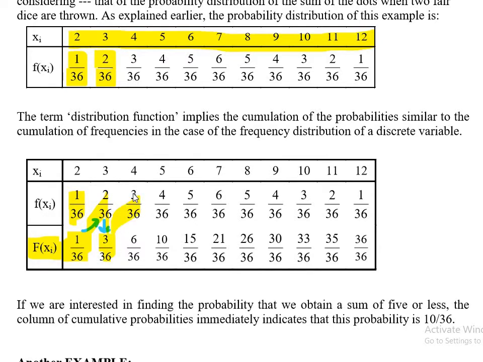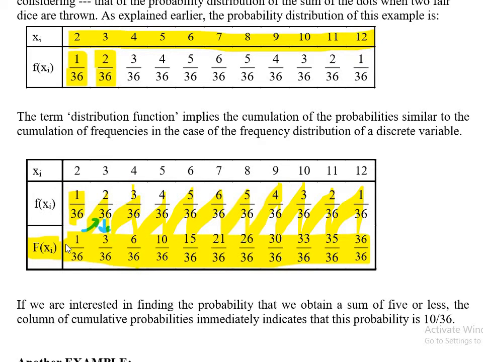Now if you add this number, 3 plus 3, 6. 6 plus 4, 10. 10 plus 5, 15. 15 plus 6, 21. 21 plus 5, 26. 26 plus 4, 30. 30 plus 3, 33. Plus 2, 35. Plus 1, 36. Right? So these all are cumulative probabilities of the function.